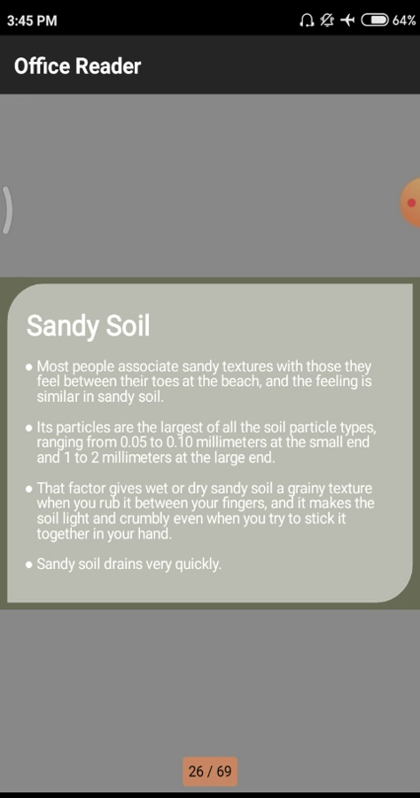Sandy soils drain very quickly. Because of this, we have slow sand filters and rapid sand filters in environmental engineering to purify water. Sand is used as a filtering material in slow and rapid sand filters because of the very quick drainage properties of sandy soils.